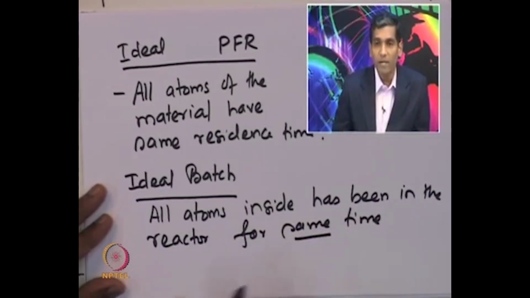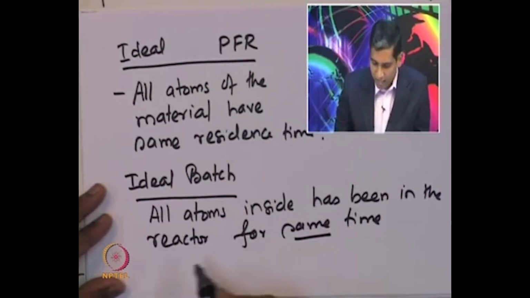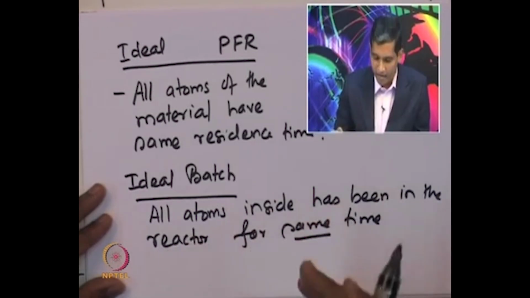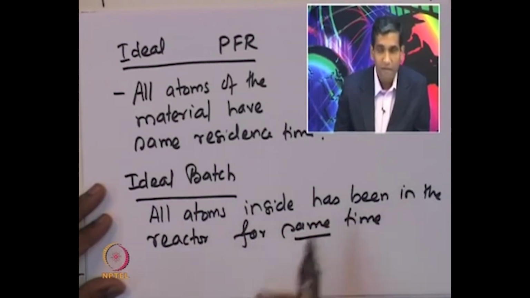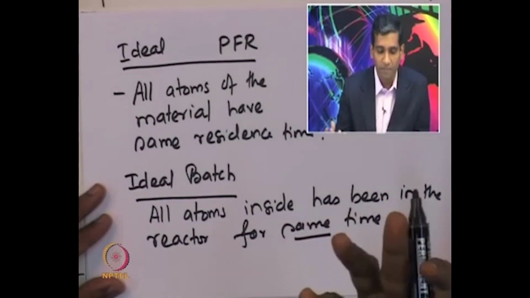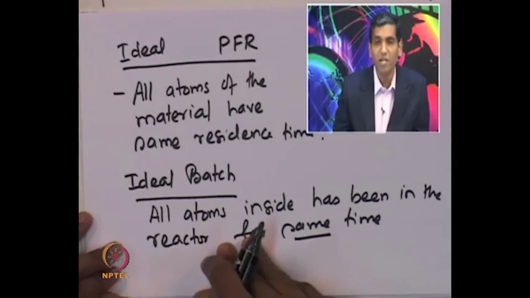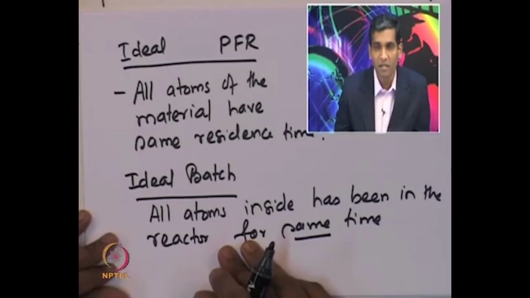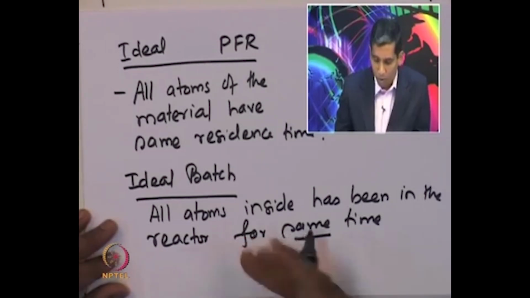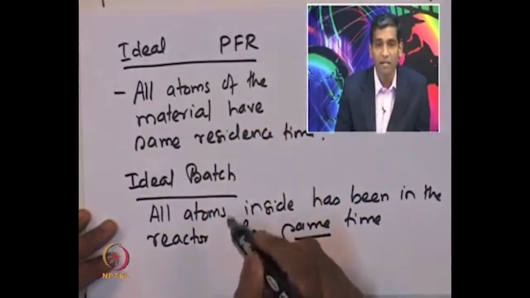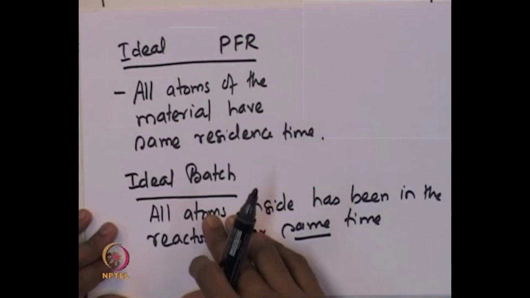So, all atoms that are present inside the ideal batch reactor have been there for exactly the same amount of time as each other. And therefore, the time spent by these atoms inside the reactor is called the residence time, and both the ideal plug flow reactor and the ideal batch reactor have all the molecules inside with exactly the same residence time.